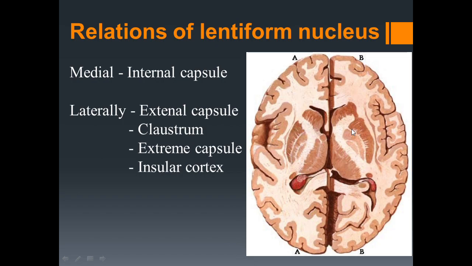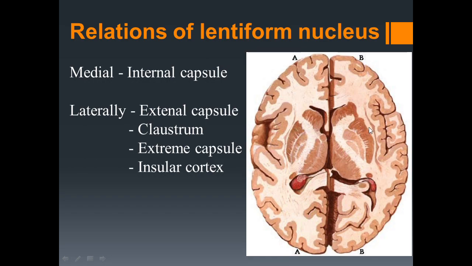Now what are the relations of lentiform nucleus? Now this is the lentiform nucleus. Medially it is related to the internal capsule, which is a bundle of white fibers. So this is the internal capsule. Laterally the lentiform nucleus is related to the external capsule. Now here this is a thin band of white fibers. This is the external capsule.